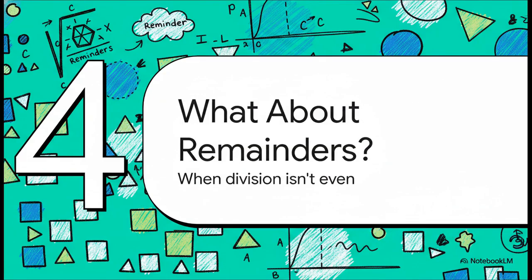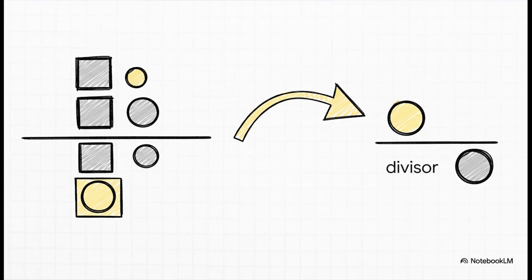Okay, so what happens when things don't divide perfectly? I mean, it happens with regular numbers, right? And it's the exact same story with polynomials. Sometimes you're just left with a remainder. So what do you do with it? It's actually really simple. Whatever's left at the very end after your last subtraction, the bit that's too small to be divided anymore, that's your remainder. And you just write it as a fraction, with the remainder on top and the original divisor on the bottom.